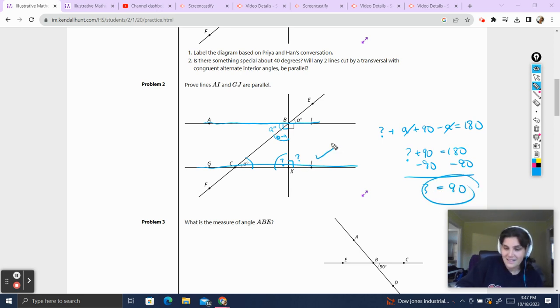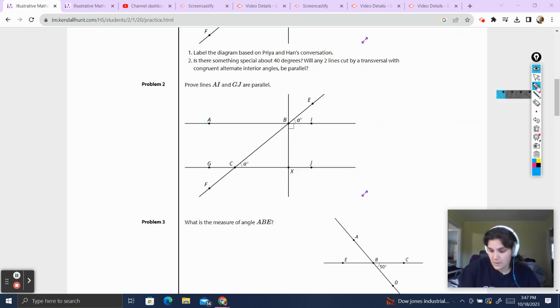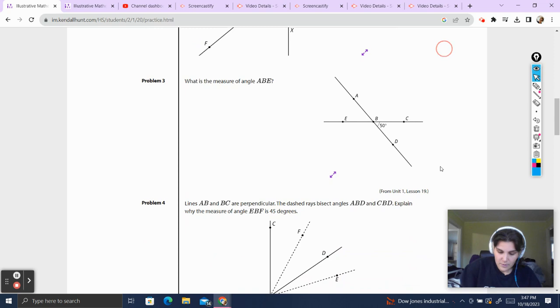So yes, the lines are parallel, both because alternate interior angles are congruent, but we can prove it by looking at this triangle here and proving this guy's a 90-degree angle, which tells us this is a 90-degree angle, and that's how we've constructed parallel lines in the past. Let's go on to problem 3.